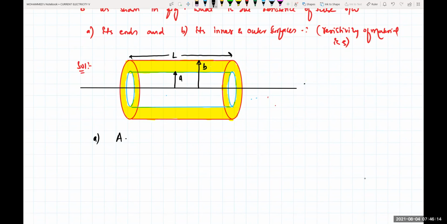Area of cross section will be equal to pi into B square minus A square, not B minus A. So resistance will be equal to directly R is equal to rho into L divided by area. That will be equal to rho into L divided by pi into B square minus A square. That is over. Number B.